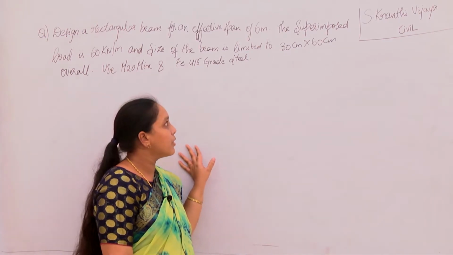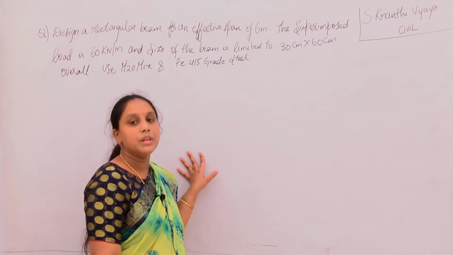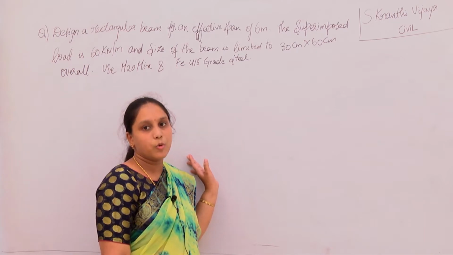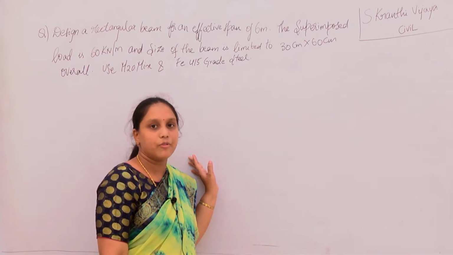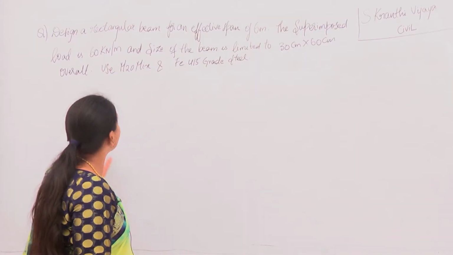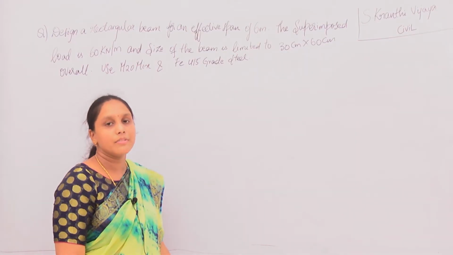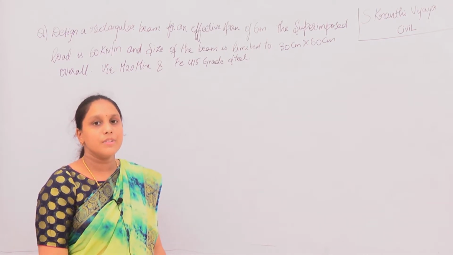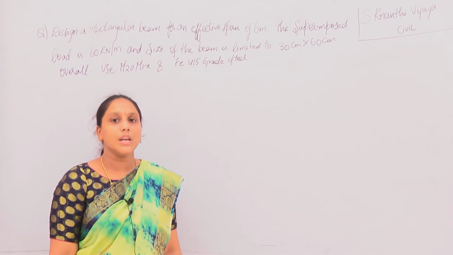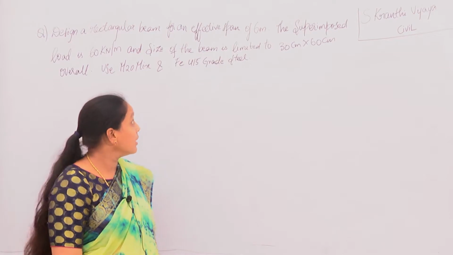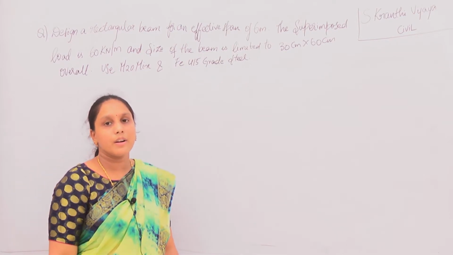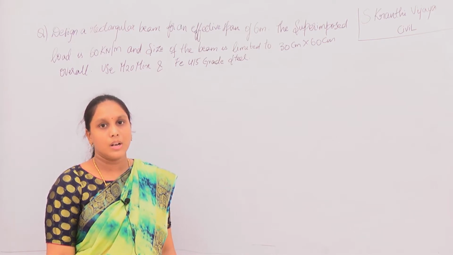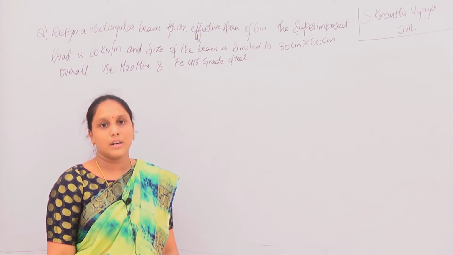So what do you have to find out here? You have to find out the effective depth, and then the area of the steel reinforcement which has to be provided. First, it is not mentioned whether it is a singly reinforced beam or a doubly reinforced beam. So first we'll find out whether it is a singly reinforced or a doubly reinforced beam. How can you find out? You have to know the values of Mu as well as Mu limit to know what kind of beam it is.